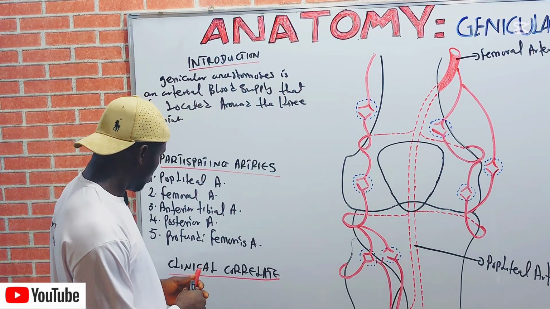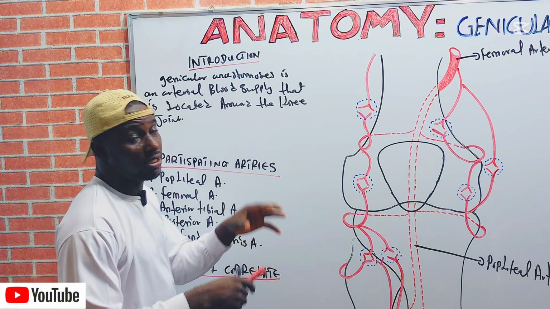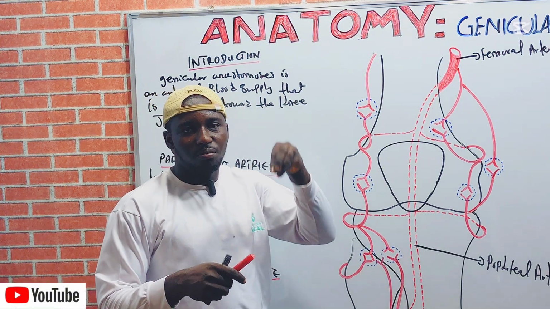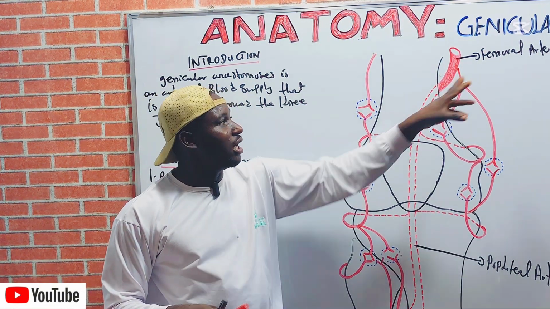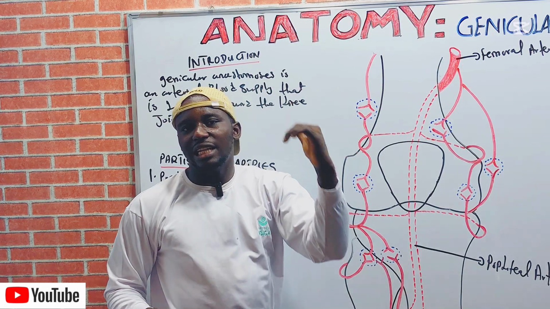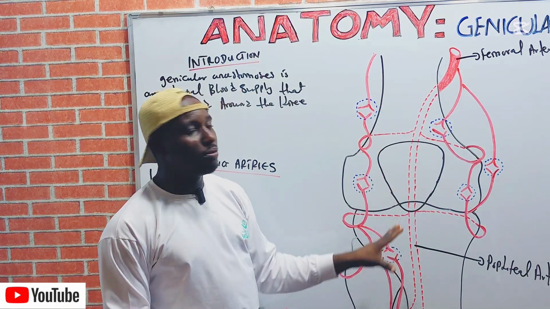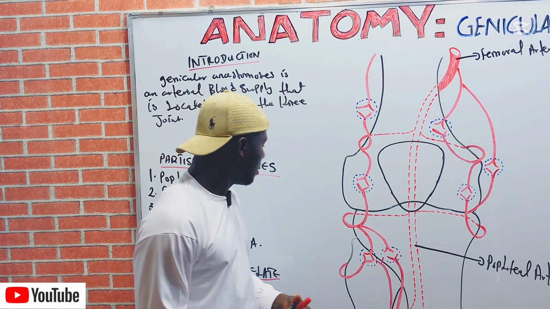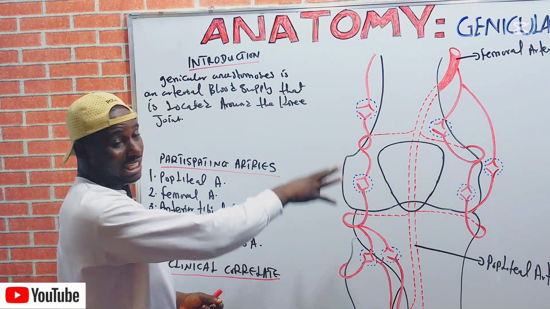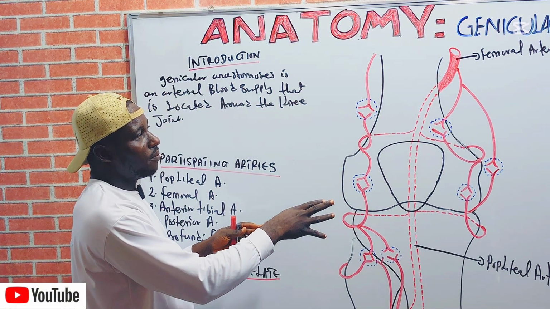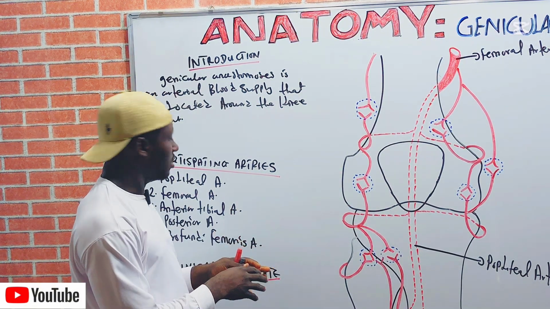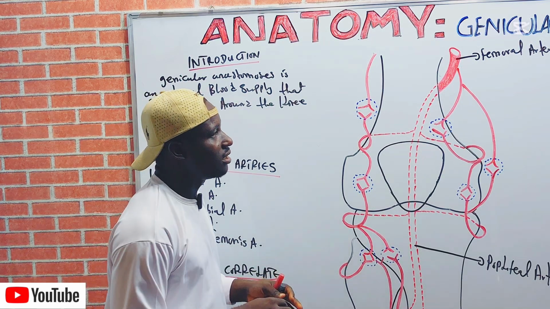Now, the profunda femoris artery is the deepest branch of the femoral artery. So it should be located at the posterior aspect of the knee. It's not visible on the anterior aspect. So those are the participating arteries of the genicular anastomosis. The next outline we shall be looking at is the importance.